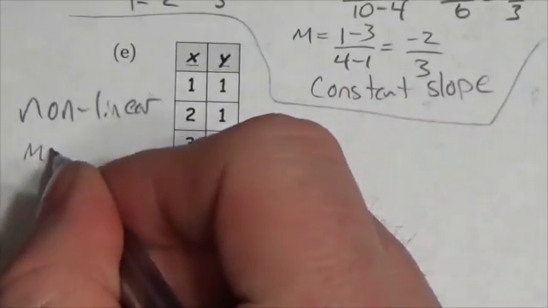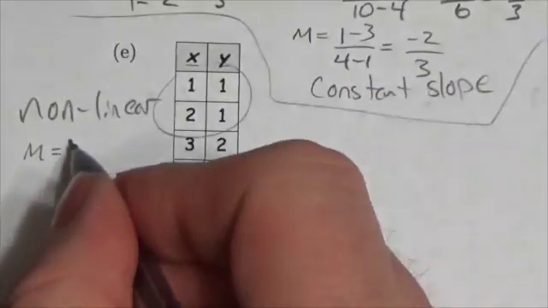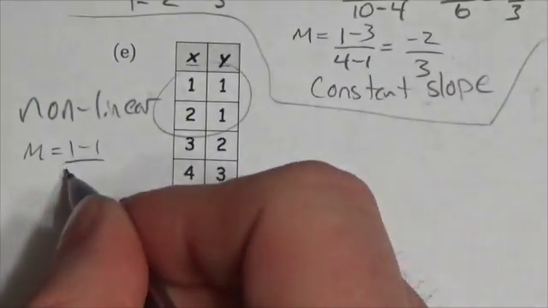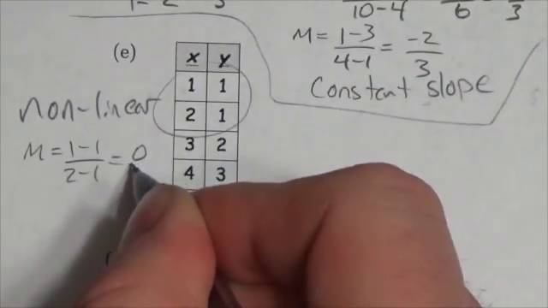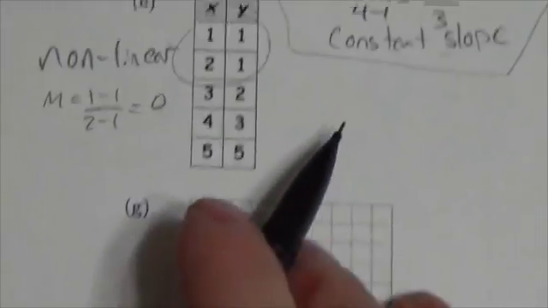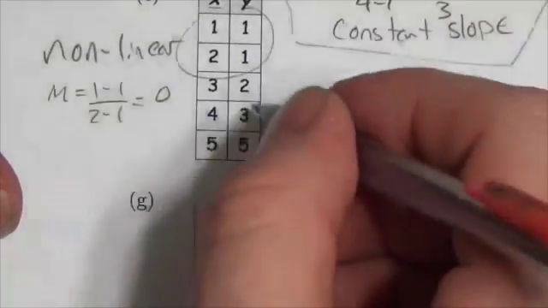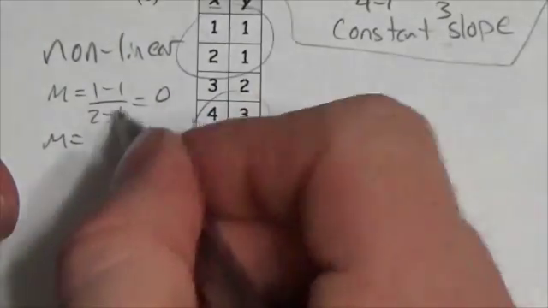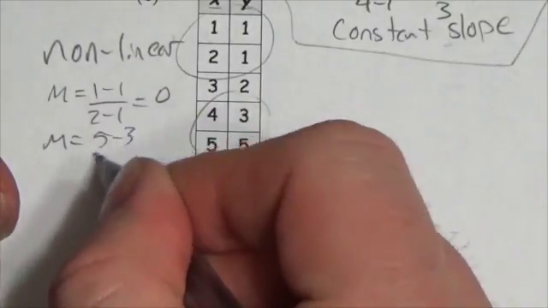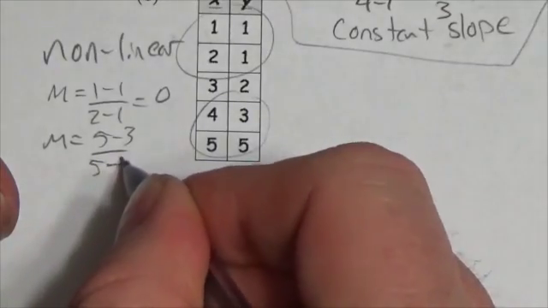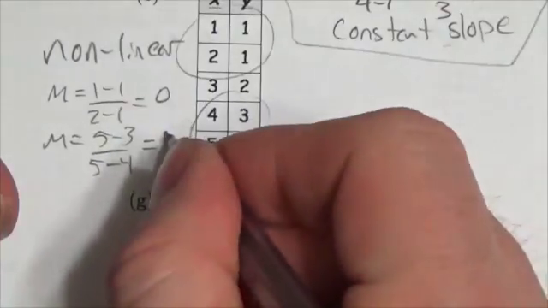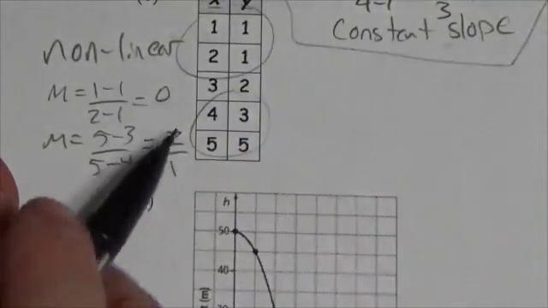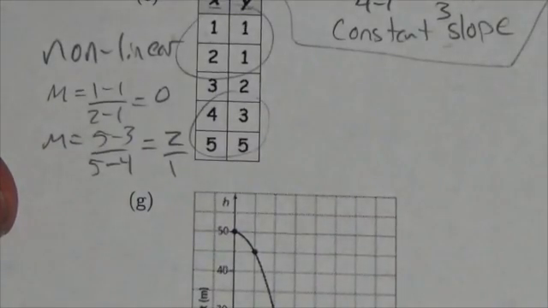Again, we might even say our rate of change here. Let's pick the first two here. That would be 1 minus 1 over 2 minus 1, so 0. Then if we picked a different pair of points, let's maybe pick the last two here. That's going to be 5 minus 3 over 5 minus 4, and that will be 2 over 1, or 2. And so the rate of change isn't constant there.